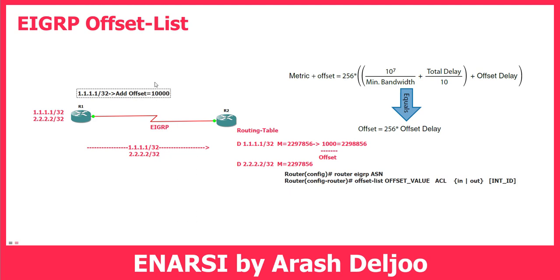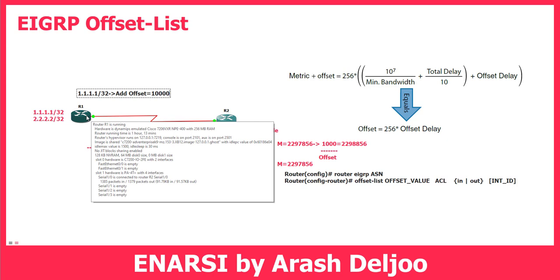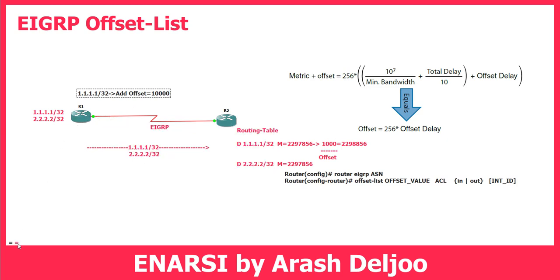This is the offset in the outbound direction, meaning when R1 is sending the update over, for example, serial 10, it should add the offset to one update, or maybe more than one update. This is the outgoing offset. In some cases you can configure it in R2: when R2 is receiving the update from router 1, or from this interface, for example serial 10, it should add this amount of offset to, for example, one route. This is the inbound offset. I will show you both of them.